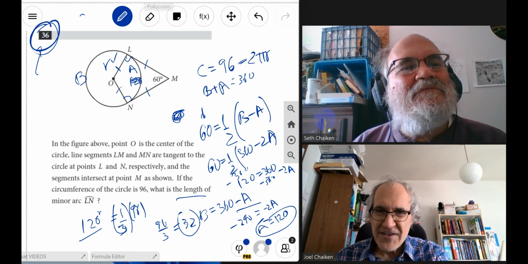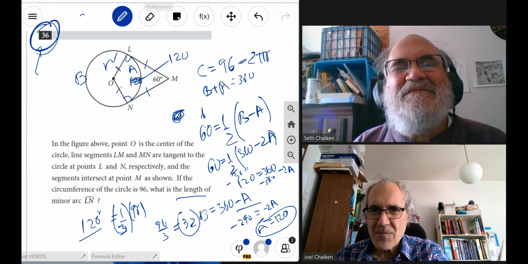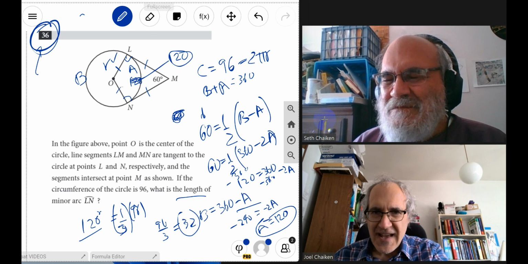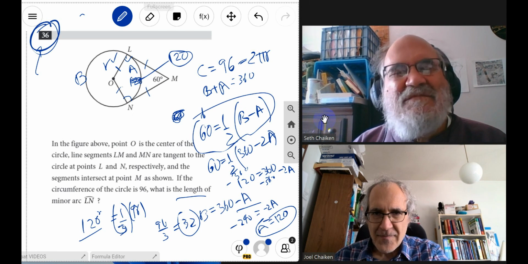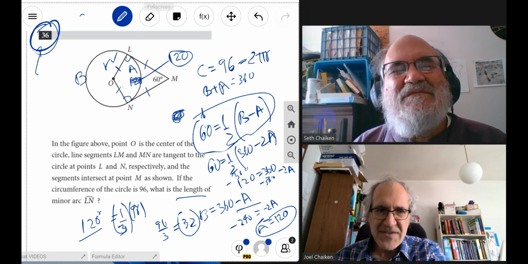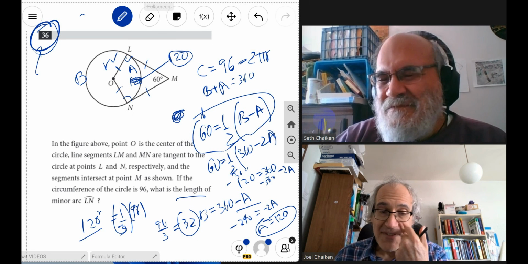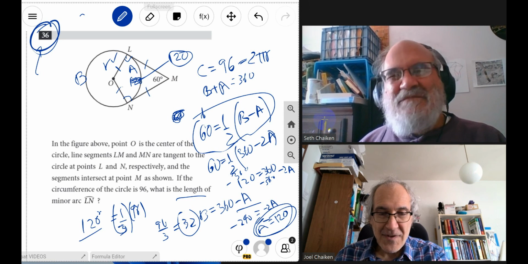There may be a faster way to show you that it is 120. Maybe Seth will say, oh yeah, this is 120 because of this. But I had to remember this theorem, that the angle is equal to the difference of the subtended arcs. But wow, that was nasty. I wonder how many other people would have made that mistake.